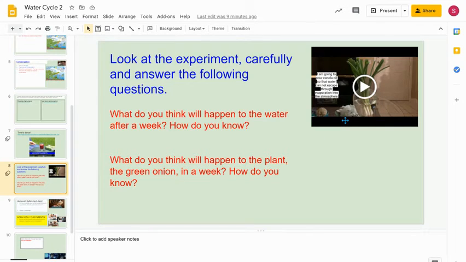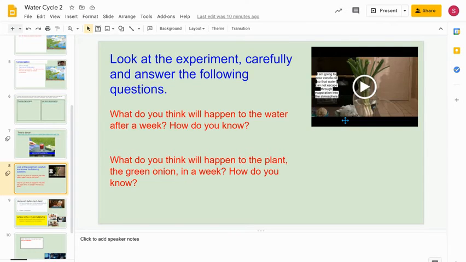And then I want you to predict, what do you think is going to happen to the water, and what do you think is going to happen to the plant? And I want you to answer it on this slide. And then we will look at it again in 2 weeks. I will record again using video to see what happened to the water and to the plant. And then after that, I want you to work on the homework.